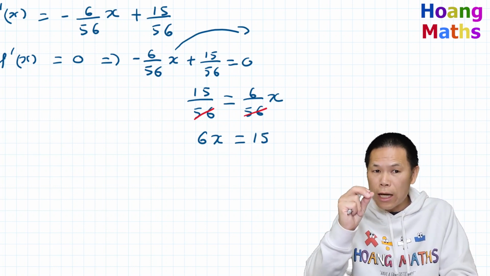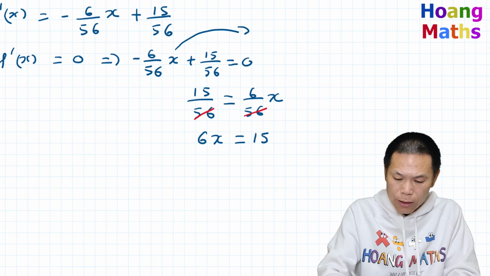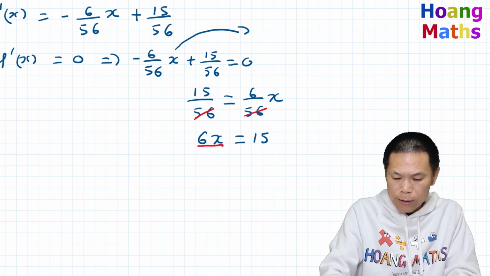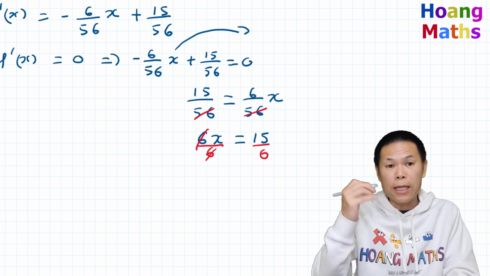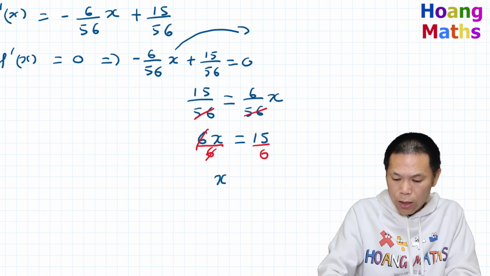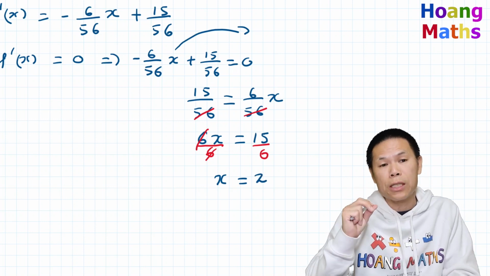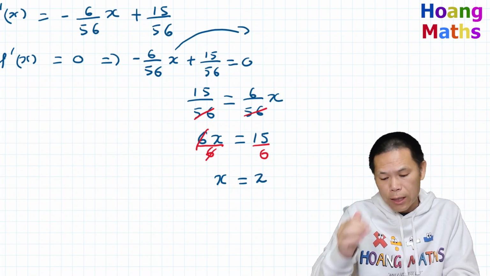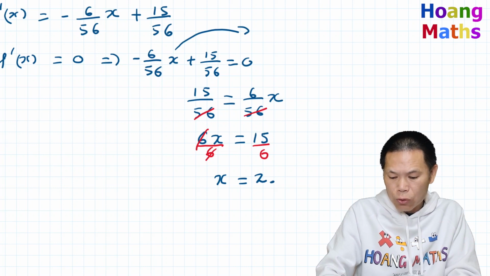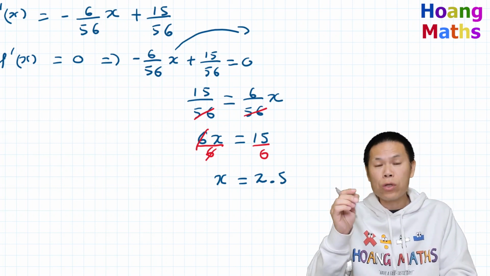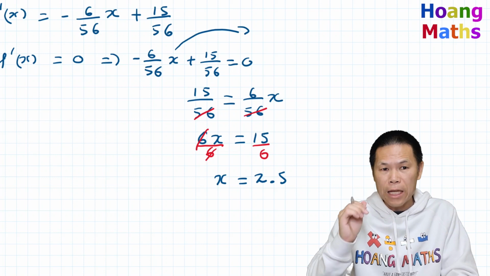So now I divide by 6 on both sides. If I divide this by 6 and I divide this by 6, that cancels out. So this means that x is equal to 15 divided by 6: 6 goes into 15 two times, because 2 times 6 is 12. Remember 3, so 3 over 6. That means a half, or 2.5. So now we just test it, to make sure it is a maximum.